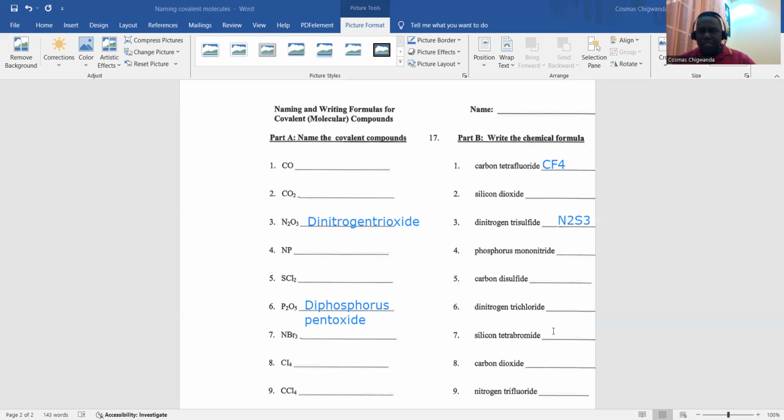Silicon tetrabromide. Silicon is Si. Br, small letter, and a 4. So those are the rules that we use to name covalent molecules. I hope this short presentation has helped you to have the rules for naming covalent molecules.